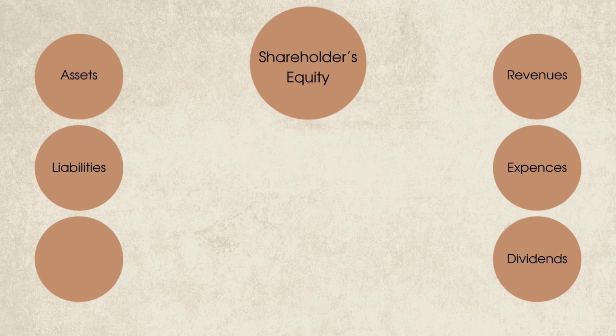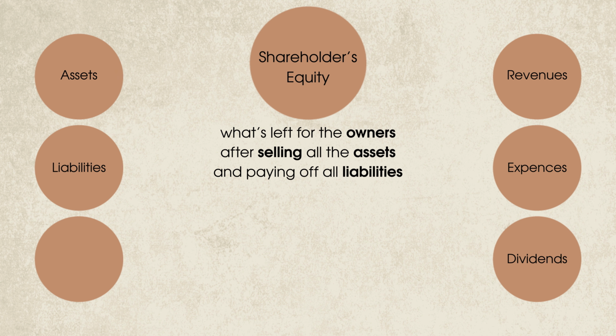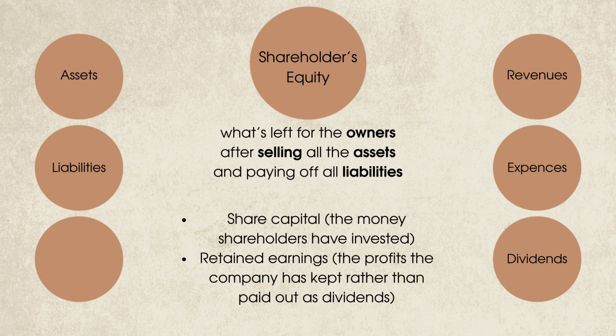That's your equity. For a company, shareholders' equity is what's left for the owners after selling all the assets and paying off all liabilities. It's made up of 2 main components: share capital, the money shareholders have invested; retained earnings, the profits the company has kept rather than paid out as dividends.